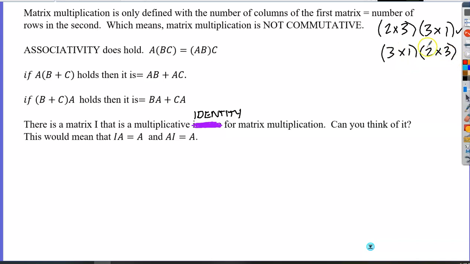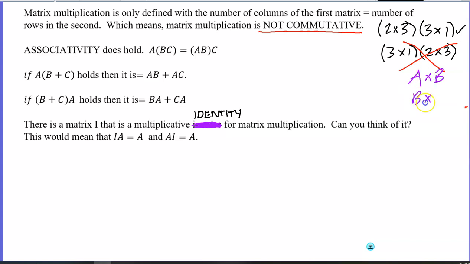So I can't switch orders and just expect everything to still work correctly, which means that it's not commutative, right? So matrix multiplication is not commutative. You can't switch the order. Like I can't do A times B and B times A and get the same thing. That's not true. But there are some things that do hold.